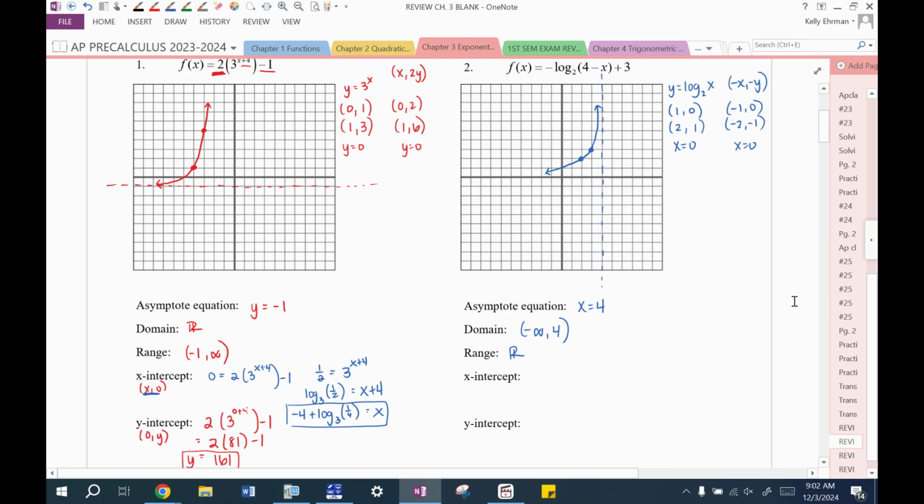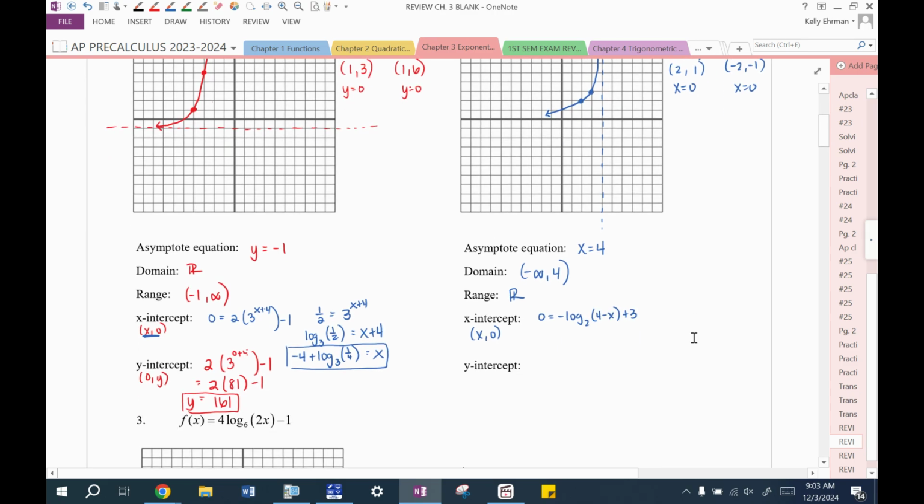So for the x-intercept, that's when y is 0. So set the equation equal to 0. And now that we've solved log equations, you guys seem to be pretty good at the log equations. So how do we solve this? So we want to get the log on the other side. To get rid of a log base 2, I can base 2 both sides.